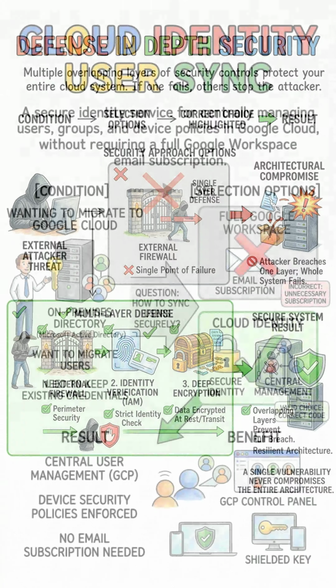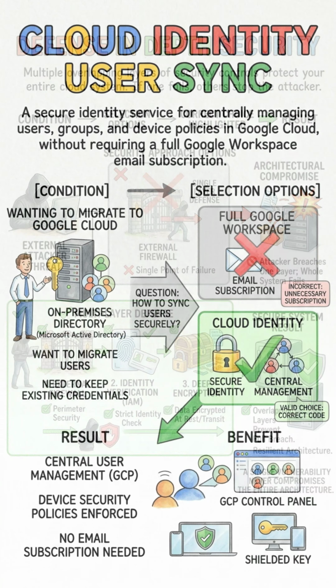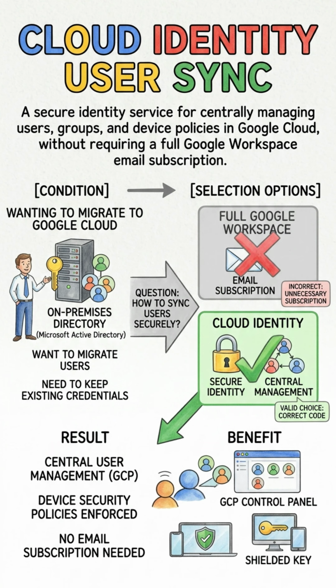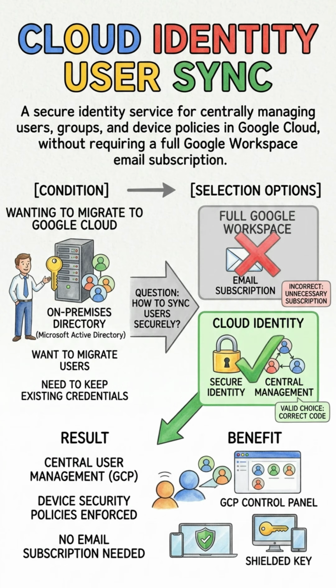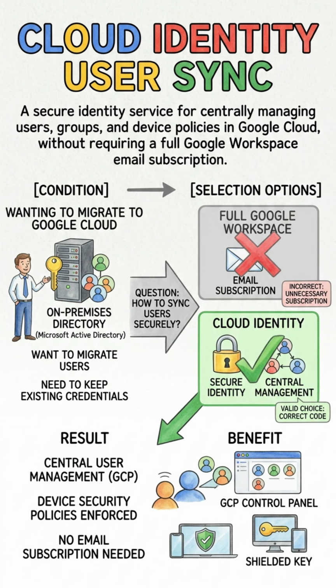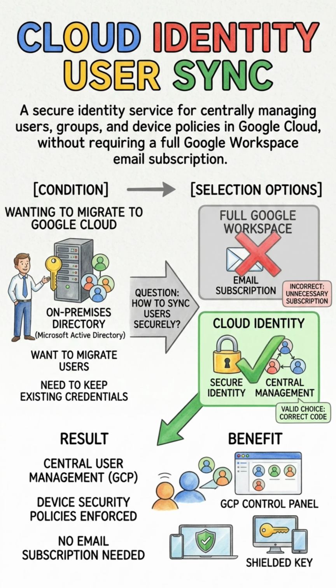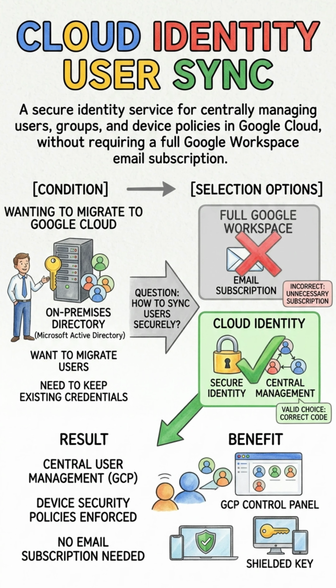To manage human users securely, you will use Cloud Identity, which is an identity as a service solution. Cloud Identity allows you to centrally manage users, groups, and device security policies without needing a full Google Workspace email subscription. On the exam, you should recommend Cloud Identity when a company wants to migrate to Google Cloud, but needs to synchronize credentials with an existing on-premises directory like Microsoft Active Directory.